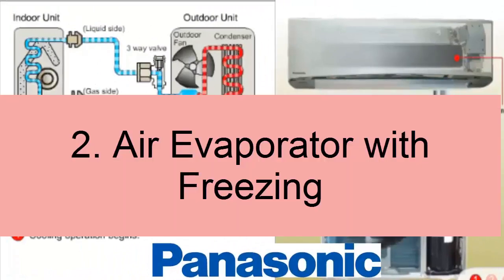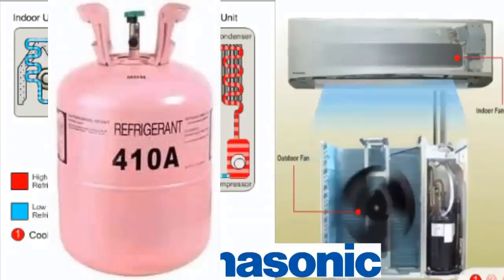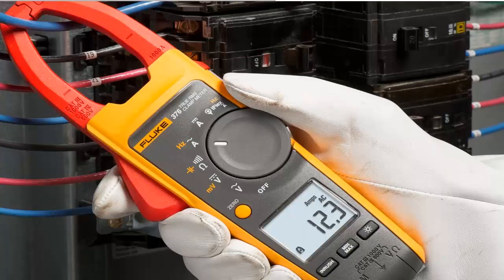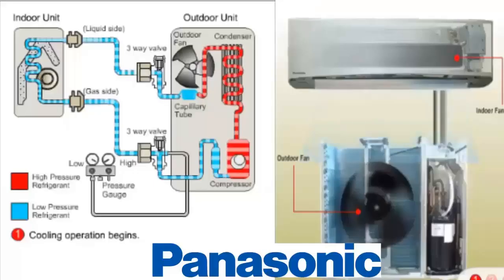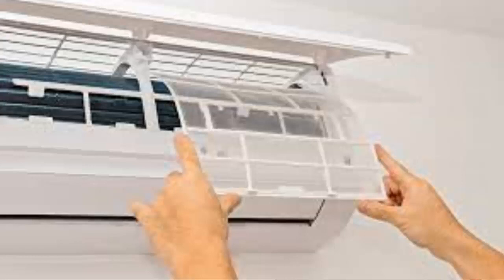The unit experiences freezing in the evaporator. In this case, it is necessary to check A. Low refrigerant gas charge. In this case, the unit's electrical current consumption is lower than normal. Using an amperometric clamp, you can verify this consumption.